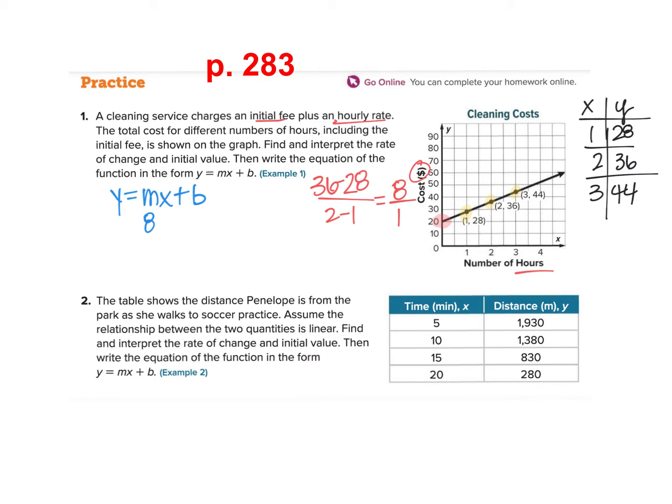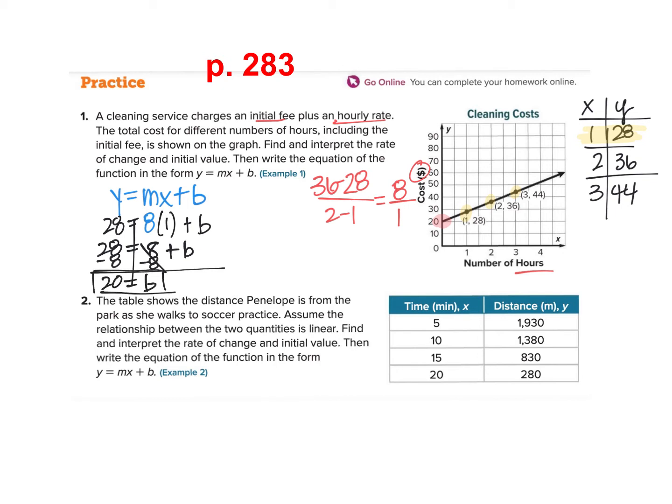All right, so I'm going to choose 1 and 28. That one seems like the lowest numbers. And I'm going to plug in the x here, 1, and the 28 here for y. Okay, and then plus b. I don't know my initial value or my y-intercept. All right, so I end up with 8 plus b equals 28. Now I'm going to subtract 8 from both sides. I end up with b equals 20. So my initial value is 20.